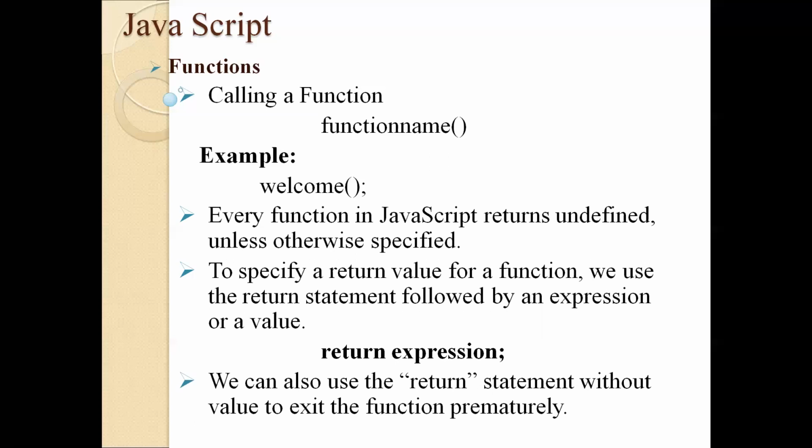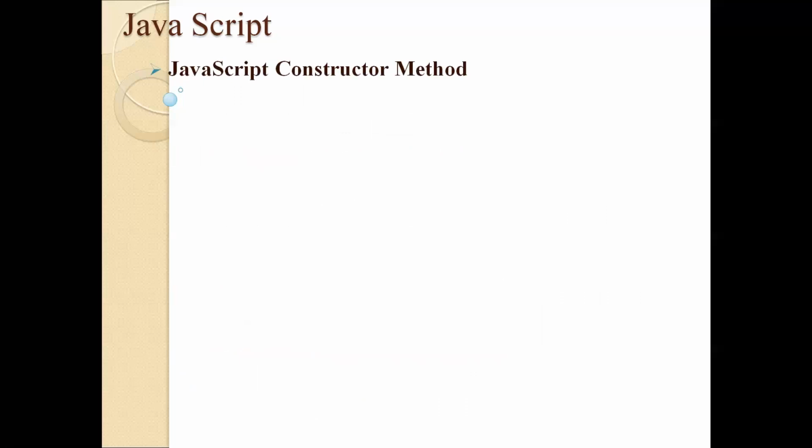We can also use the return statement without a value to exit the function. So it is not mandatory to use return 0, or return 5 point something, or return a, or return a star b. Using a value or an expression along with the return statement is not mandatory. We can simply use a return statement that will exit the function, right? Next one. So this is how functions behave in JavaScript.